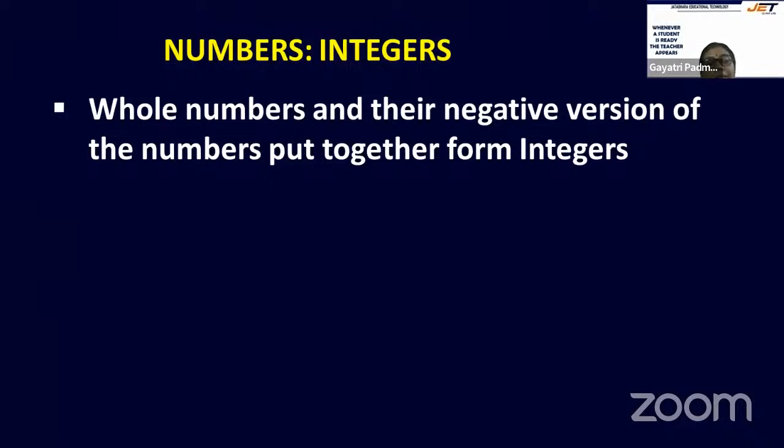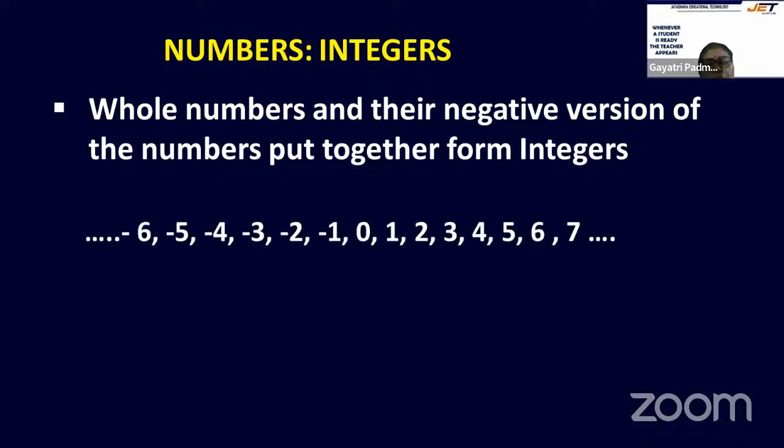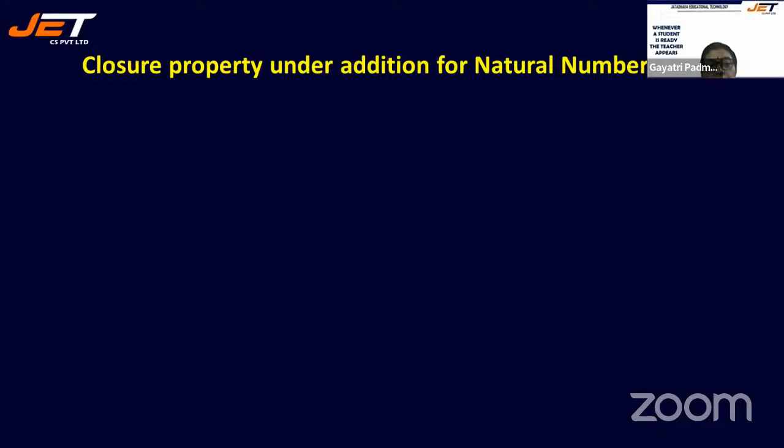In integers, you take the whole numbers and their negative versions, which means 0, 1, 2, 3, 4, 5, and before that -1, -2, -3, -4, like that. Is it clear? Whole numbers along with their negative forms are considered for the integers. Now let's move on to the properties.